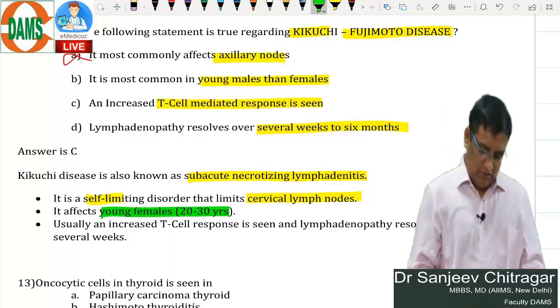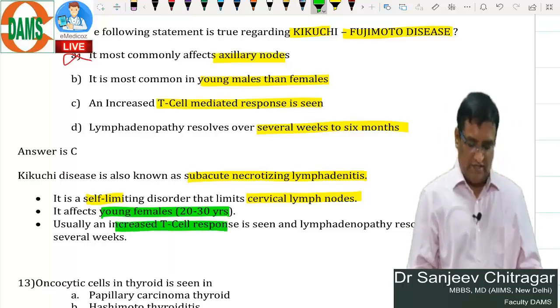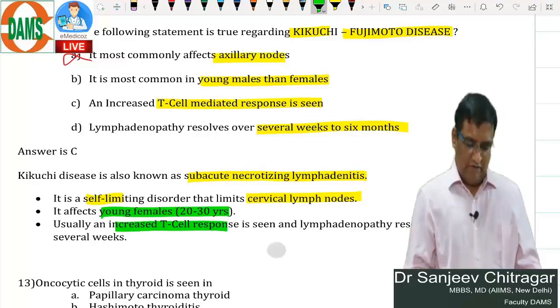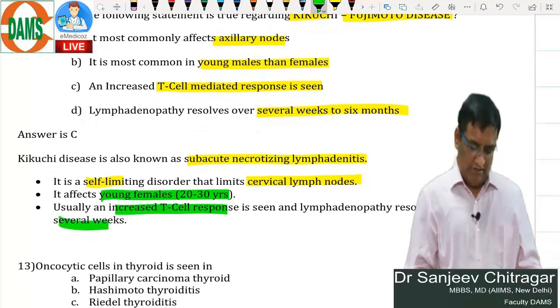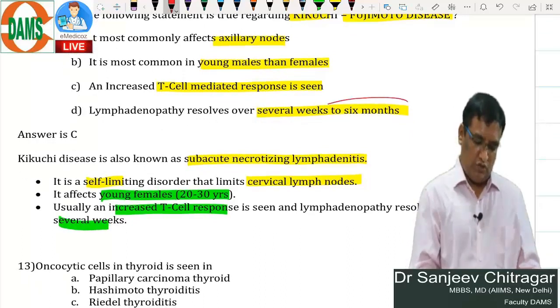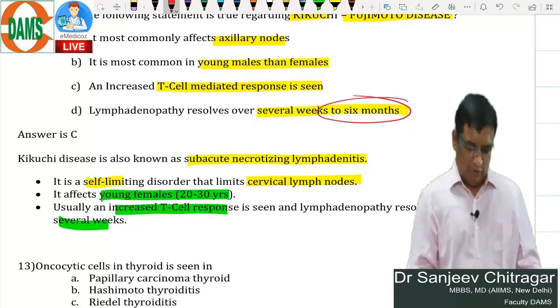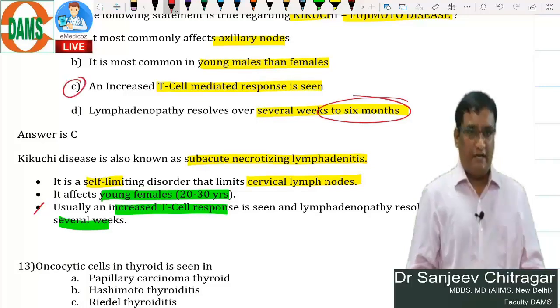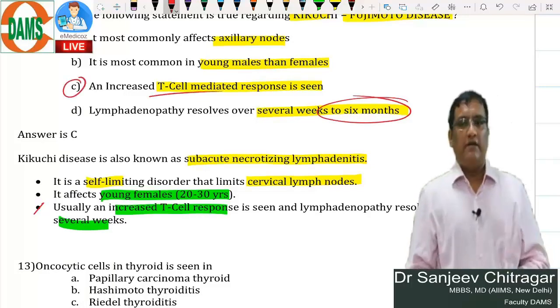And usually it is thought to be an increased T cell response. That is what is going to happen. And yes, lymphadenopathy resolves over a few weeks rather than months. So it is not going to be weeks to 6 months. It will be only within a few weeks. So that is why the answer to this is option C, an increased T cell mediated response.